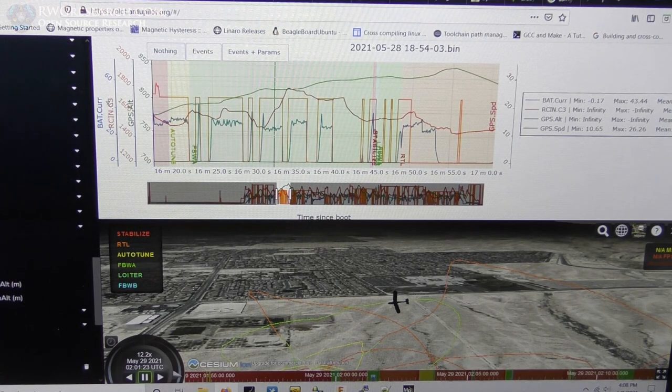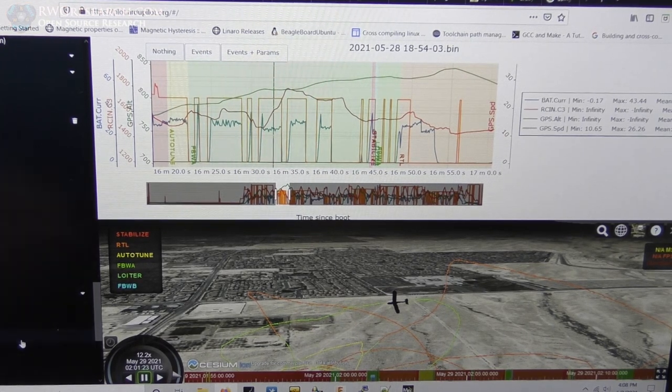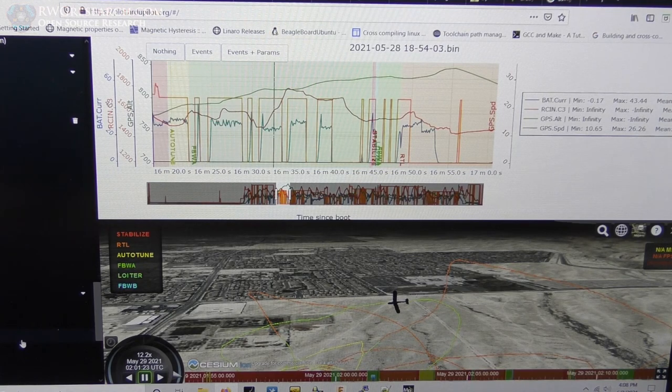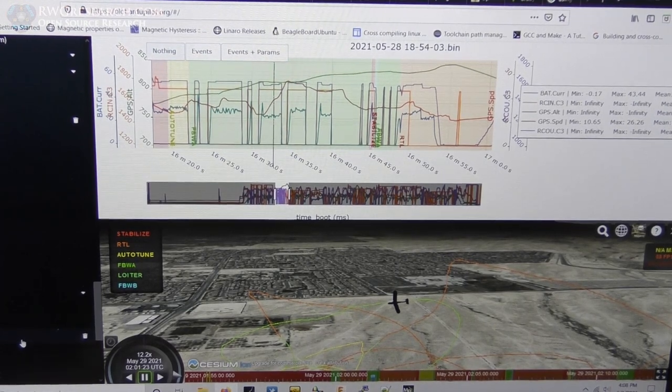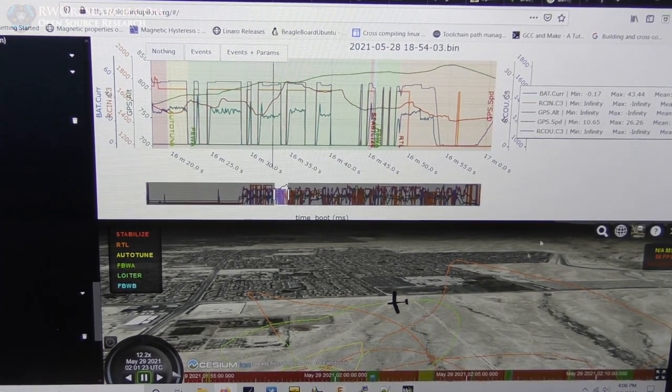And apparently it's turned off, so we can turn on RC out 3. The computer or autopilot says, hey, what do you want me to do with the stick control? Do you want me to do it automatically, or do you want to do it? There we go, so now I turned it on.